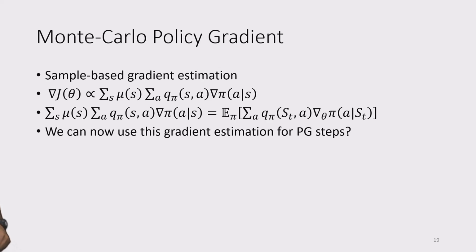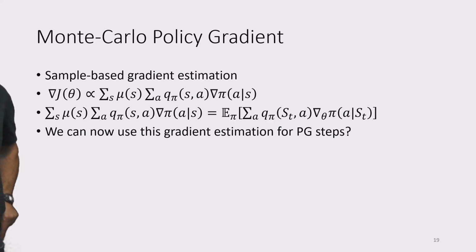that the gradient in J is proportional to mu of S, the normalized probability of visiting any of the states S, multiplied by the summation over the actions that we can take at state S, of all of the Q values multiplied by the gradient in our policy for the specific action that we are summing over.